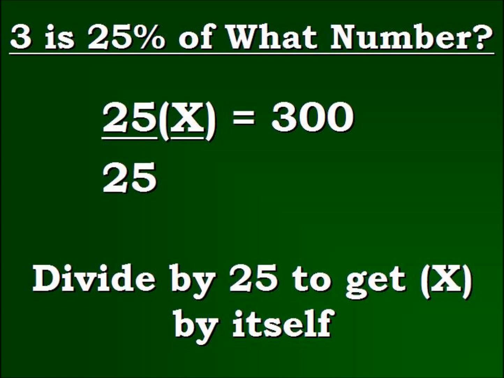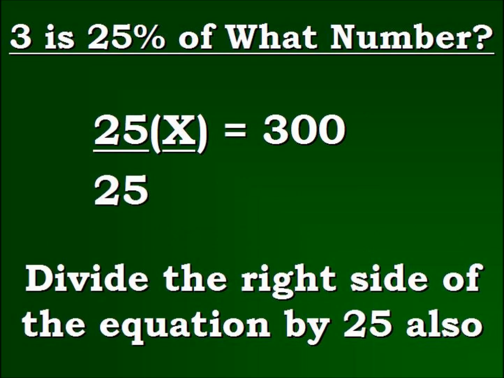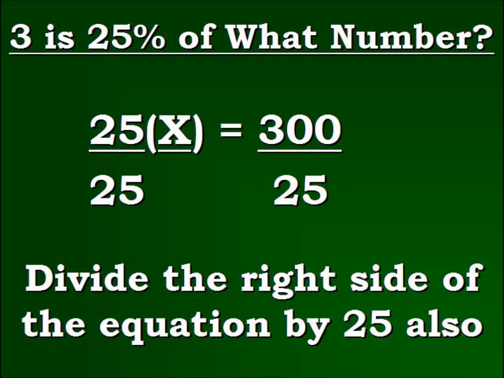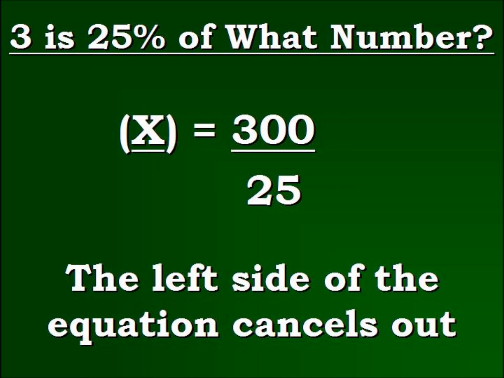Now, as you remember, this is an equation. So what we do to one side, we're going to have to do to the other side as well. We have to make sure that both terms on both sides of the equal sign stay balanced. So we're going to divide by 25 on the left hand side. We're also going to divide by 25 on the right hand side. On the left hand side, they're going to cancel out, as you see here, which leaves x by itself.